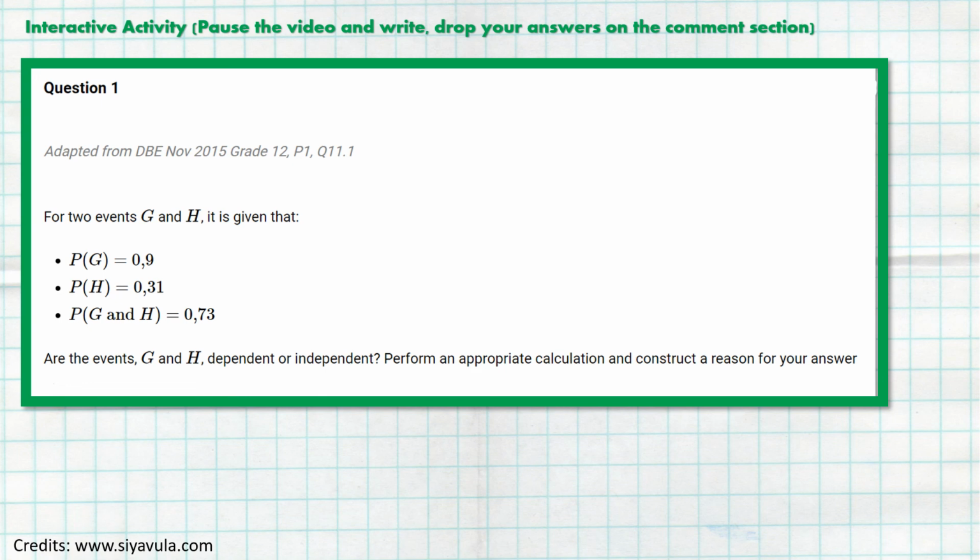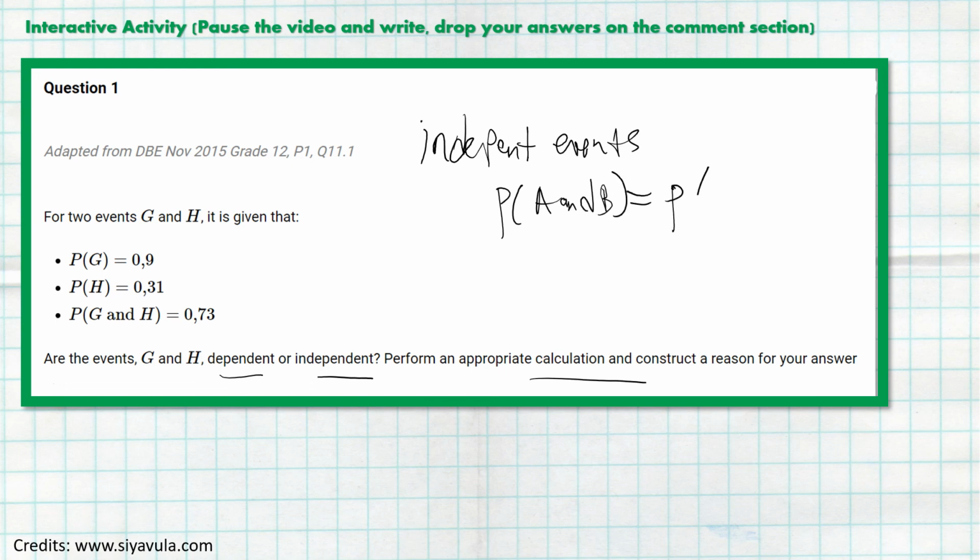They are saying for two events G and H, you are given the probability of G is 0.9, the probability of H is 0.3, and the probability of the intersection is 0.73. Are the two events dependent or independent? You have to use appropriate calculations and give a reason for your answer. What do you know about independent events? Recall from the previous session, if two events are independent, then the probability of their intersection must equal the probability of A times the probability of B.